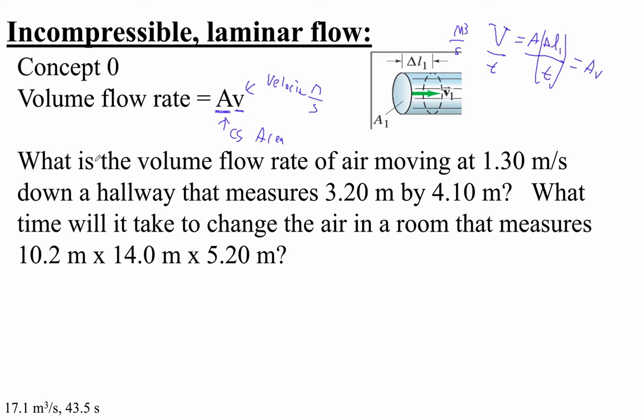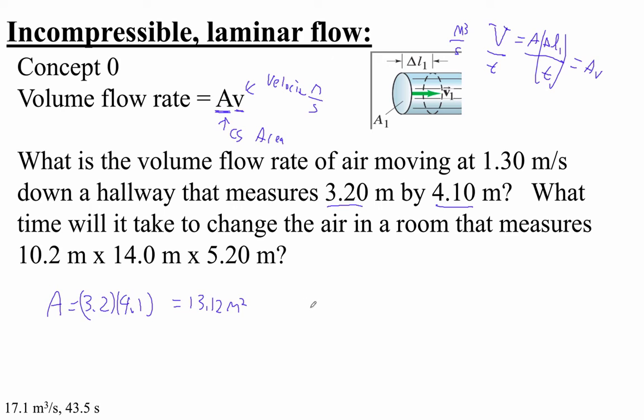So let's see, what's the volume flow rate of air moving at 1.3 meters per second down a hallway that measures 3.2 by 4.10 meters? So our area is going to be 3.2 times 4.1 meters. That's 13.12 square meters.